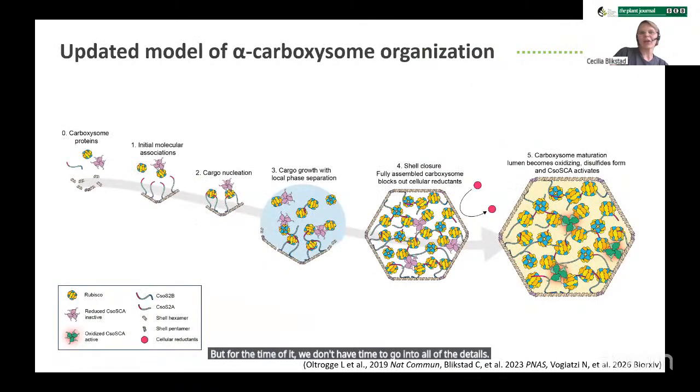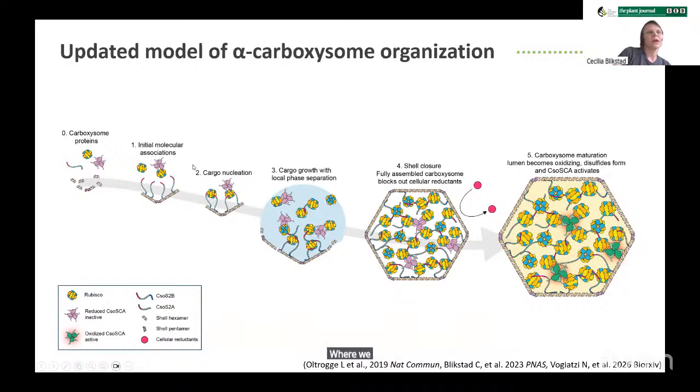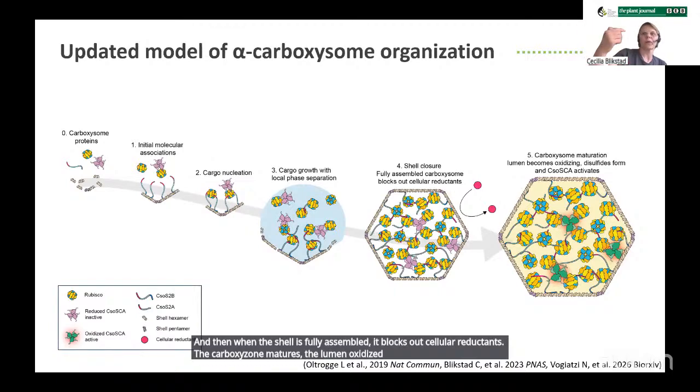But with this, I want to end by saying that with these studies, we basically updated the model of alpha-carboxysome organization, where the CA interacts directly with Rubisco. We also know that the assembly occurs by local phase separation, from this paper from Luc Oltrogge. And then when the shell is fully assembled, it blocks out cellular reductants, the carboxysome matures, the lumen oxidizes, disulfides form, and the CA activates.